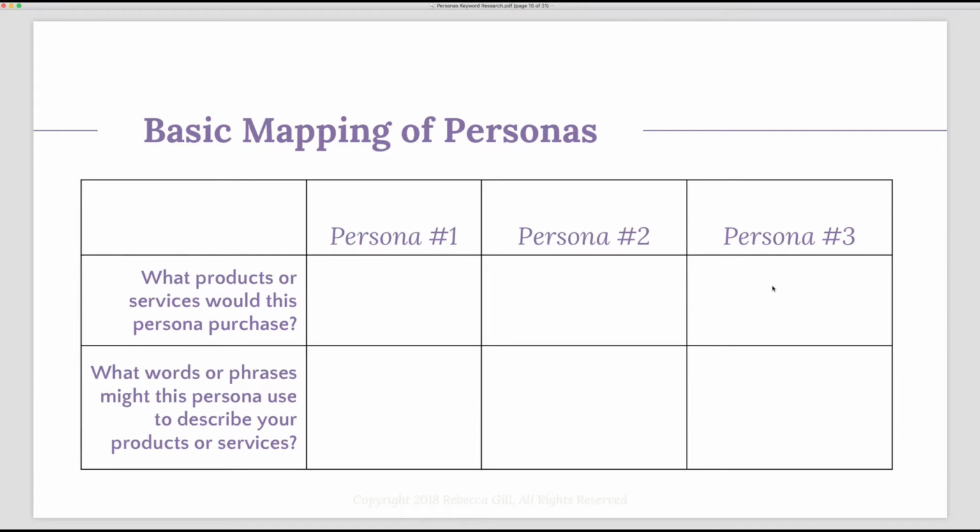When you continue with that mapping process, just continue to fill in those blanks that we talked about earlier. What products or services would this persona purchase? What words or phrases might this specific persona use to describe those products or services? That will vary by persona and by product or service. So this step, don't skip it because it can be very, very important.